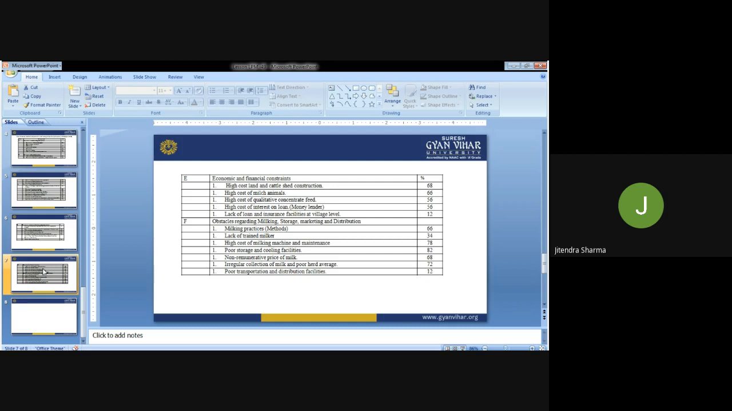Now the economic and financial constraints. Yes, they are very important. First, high cost of land and cattle shed construction. The region comprises Jaipur, Alwar, Sikar and Jhunjhunu districts, and also Dausa, which is nearby Jaipur. Because mostly the dairy is near the city, the cost of land is higher, so they are not able to construct a proper shed for their animals. 68% of dairy owners have this issue of high cost of land.